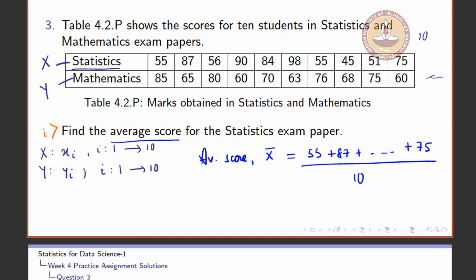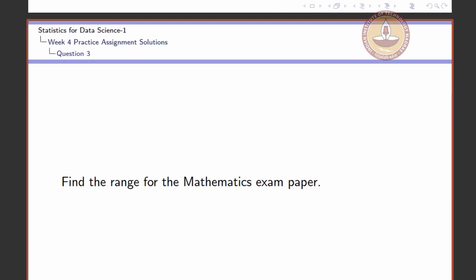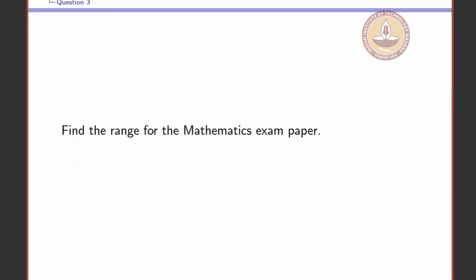So after adding all those numbers, you will get 696 divided by 10. So this is equal to 969.6. So this is the average score for the statistics exam paper. So this is our answer for this question. Now let's move to the next question. That is the second question.